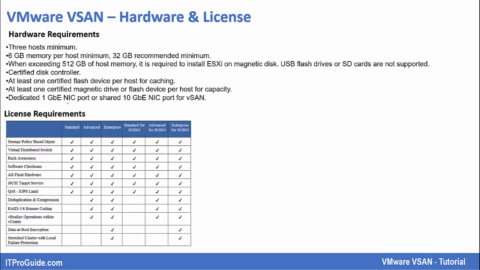We already discussed that in the previous slides. Look at the licensing options available in VMware vSAN. You can see Standard, Advanced, Enterprise, and also Standard for ROBO, remote office branch office, Advanced, and Enterprise versions. One thing I want you to notice is that the virtual distributed switch is available from Standard onwards. So when you plan for a vSAN, you don't need to configure a standard switch.